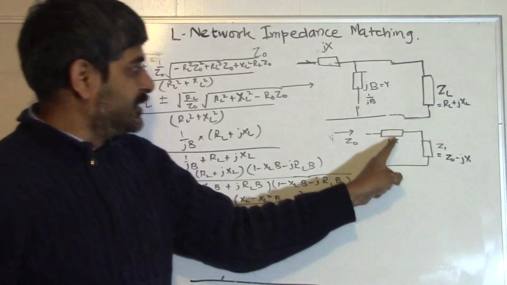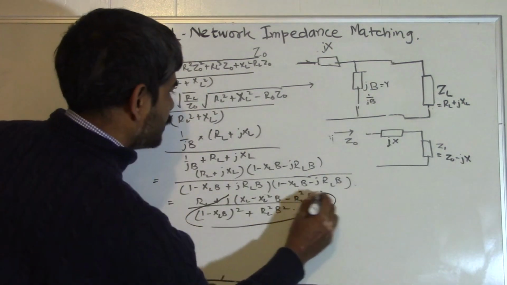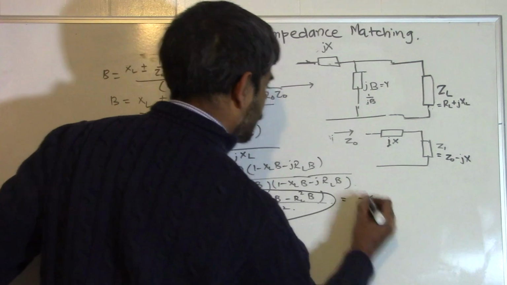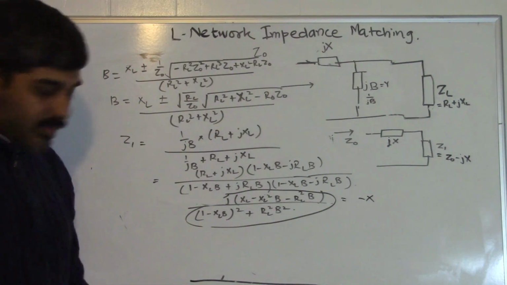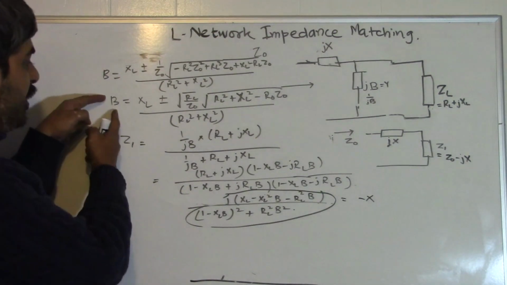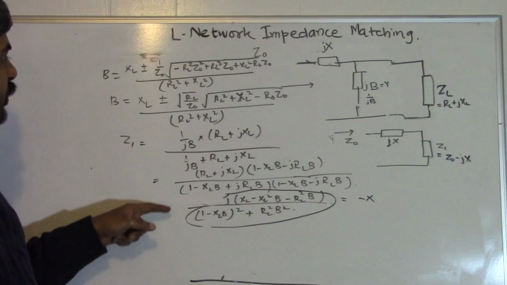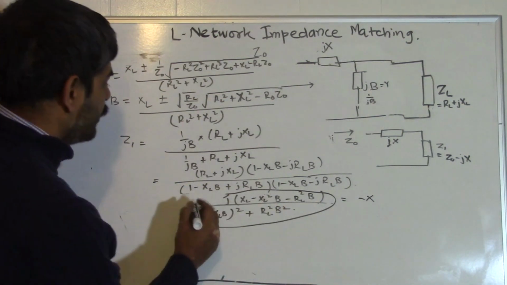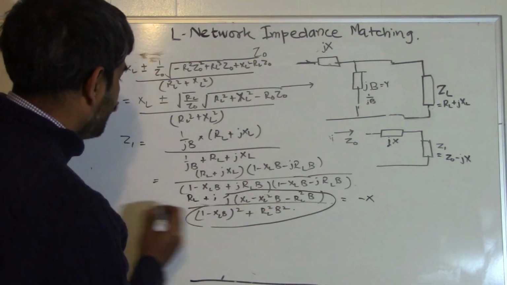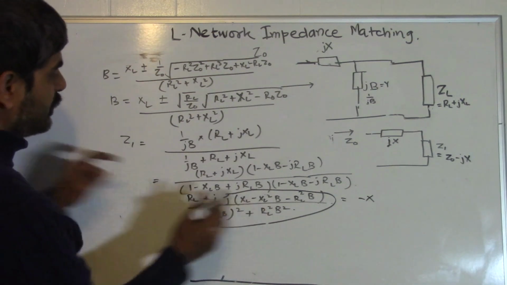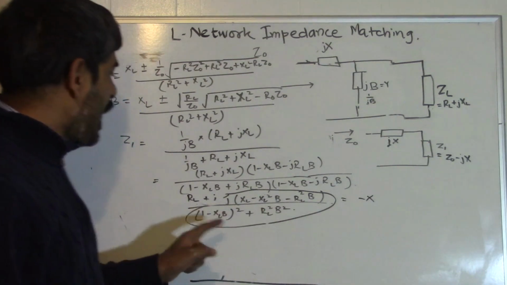We will apply the second condition, which means that this whole section here must be equal to minus X. So we can rightly apply this minus X here, and then we can substitute the value of B that we obtained in this equation. There is one trick though: because we have RL here, and we know that RL upon this much is equal to Z0, this term I can write as RL divided by Z0.